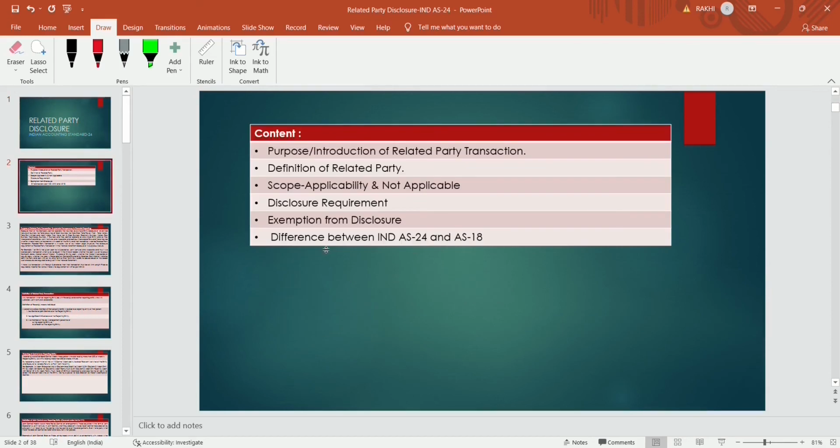So let's start. Before we proceed, we will give a brief of what we will discuss in this standard. The content of this standard is the purpose and introduction of related party transactions. What was the purpose of this standard? We will give the introduction of that. Now the definition of related party. Who are related parties and who are not related parties? Then the disclosure requirements of related parties. What kind of disclosures are required in the financial statement? How to give the disclosures in the financial statement? Then who is exempt from the disclosure requirements? And then the difference between Ind AS 24 and AS 18.